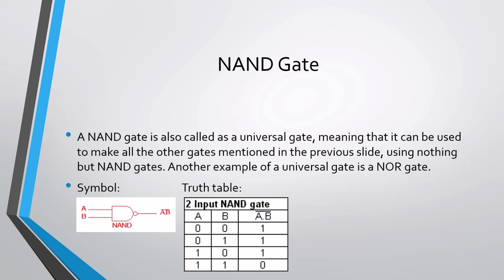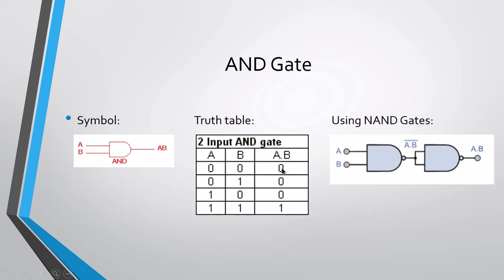Moving on to Project 1. NAND gate. A NAND gate is also called a universal gate, meaning that it can be used to make all the other gates mentioned in the previous slide using nothing but NAND gates. Another example of a universal gate is a NOR gate. This is the symbol and this is its truth table.